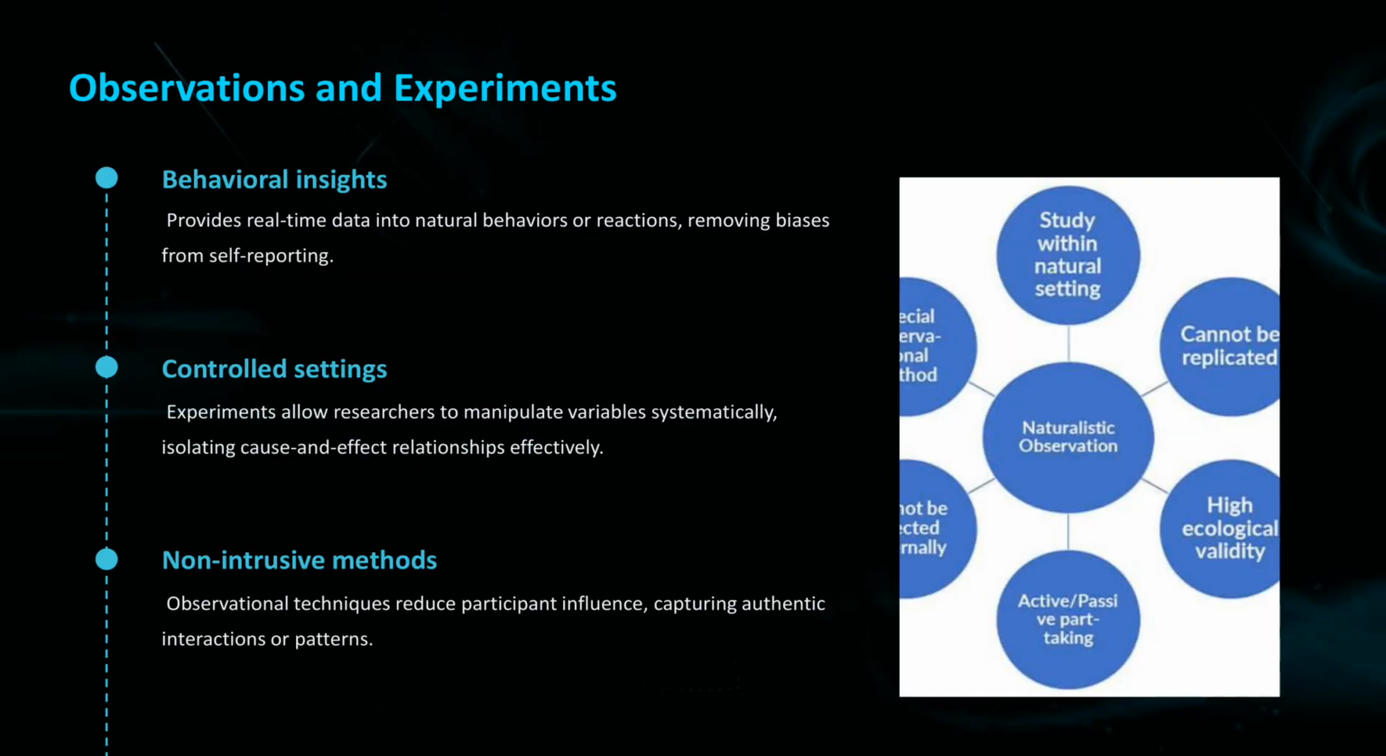Observations and experiments provide real-time behavioral data that reduce reliance on self-reporting, and controlled experiments let you manipulate variables to identify cause and effect relationships. Non-intrusive observational methods can capture authentic interactions, and the image on this slide highlights how naturalistic observation and structured experimental setups each contribute unique, high-value insights.